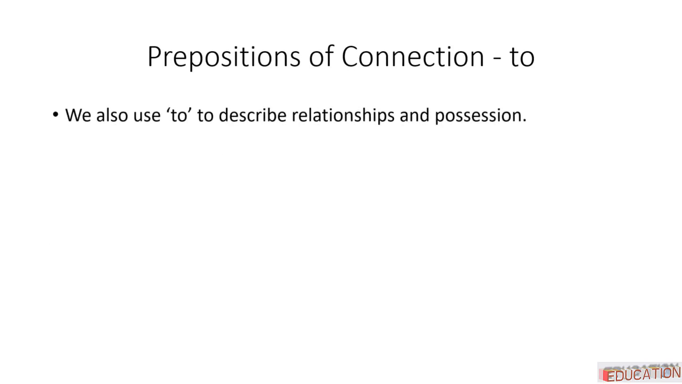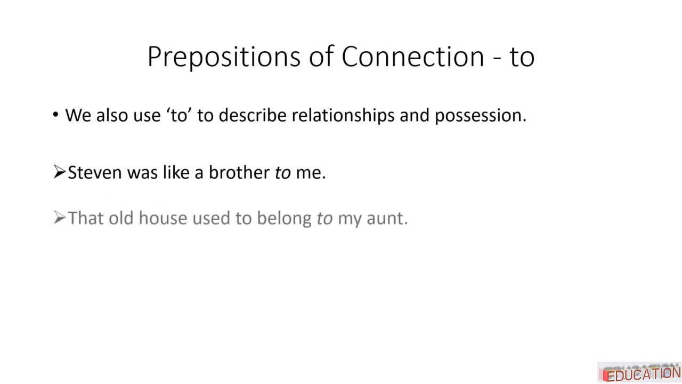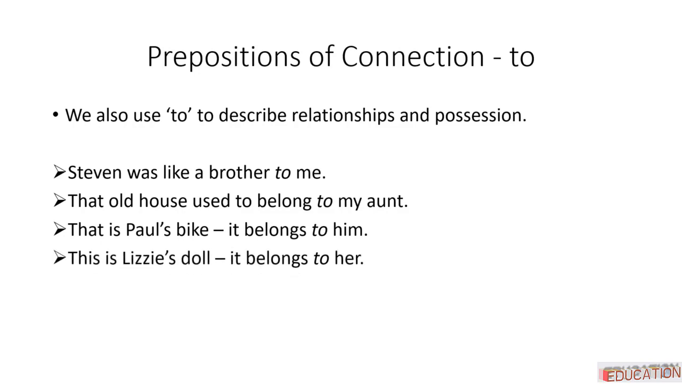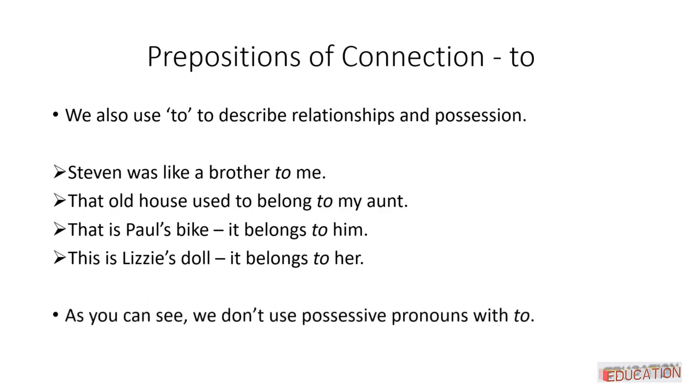We also use to describe relationships and possessions. Stephen was like a brother to me. That old house used to belong to my aunt. That is Paul's bike. It belongs to him. This is Lizzie's doll. It belongs to her. As we can see, when we use to, we don't use possessive pronouns. So we say it belongs to him, but it is a bike of his, as we saw in the previous slide.